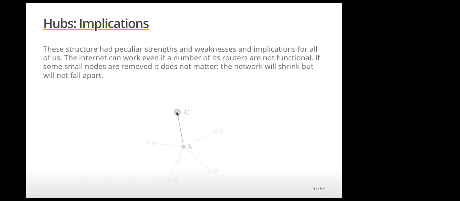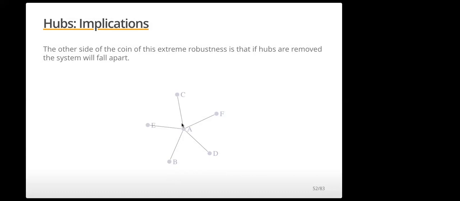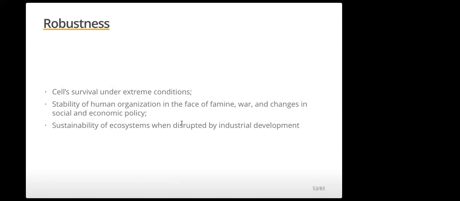But if you start removing these central nodes, then you would start seeing catastrophes. These catastrophic events happen, and they're measured on networks. So the whole thing falls apart. This measure of robustness, where you remove peripheral things and your full system remains functional, is the way cells work under extreme conditions. In our social systems, the human organization, we have famine, war, economic crises, everything. We're not collapsing. We're still doing fine. And ecosystems are also disrupted by industrial development, and they're still robust.